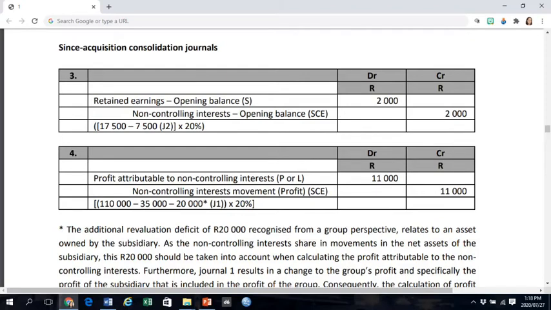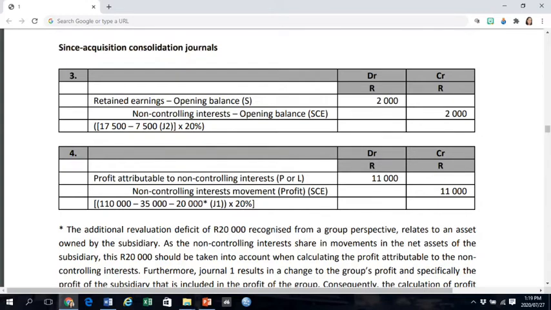The purpose of the since acquisition consolidation journals is to measure my NCI since acquisition date. This is where we identify the equity items of the subsidiary, the movements in it since acquisition date, and where we attribute a portion of that to NCI for purposes of measuring the equity in the group.